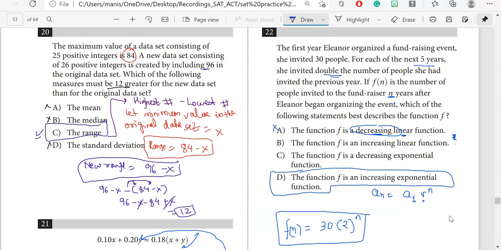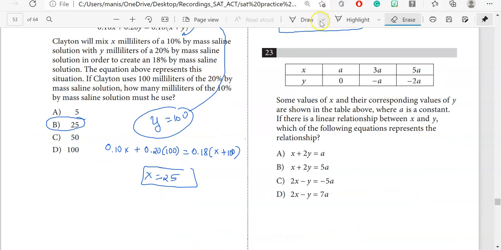So why is it exponential? It says she invited double the number of people she invited the previous year. So let's take an example: in the first year she invited 4 people, then it will be 8, then 16. You see, you're multiplying by 2, so it's going exponentially. In this situation, choice D is the correct answer for this question.